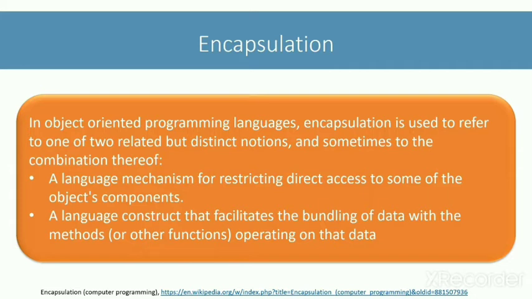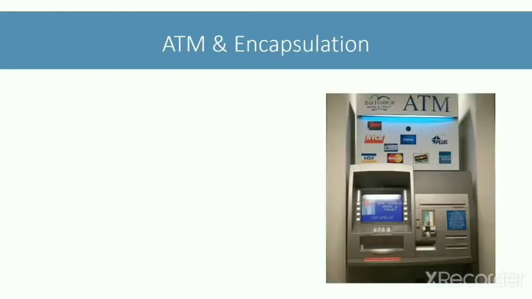The second point in the definition, on facilitating bundling of data with methods, means characteristics and behaviors are combined into a single unit. Let's look at an ATM. You go to the ATM, swipe your card, enter your PIN, and then enter the amount of money you want to withdraw. ATM processes your request and gives you the money.